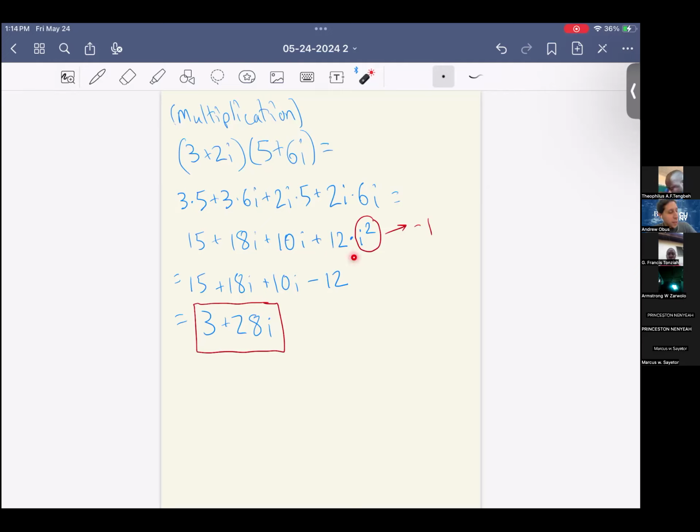Right. Okay, so good question. We have to remember what i squared is. This is where i is not just like a variable, but i squared is equal to minus 1. i is defined as the square root of minus 1, so if we square it, then it's minus 1. So this 12i squared becomes minus 12, because it's 12 times minus 1. So in the end, we get 15 plus 18i plus 10i, and then this 12i squared is actually minus 12. Then the 15 minus 12 is what becomes the 3, and the 28i is exactly what you have. Okay, good.